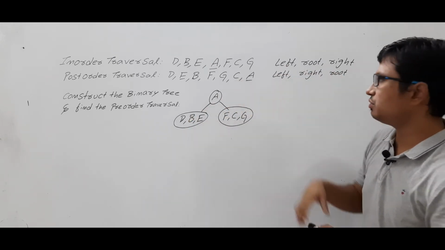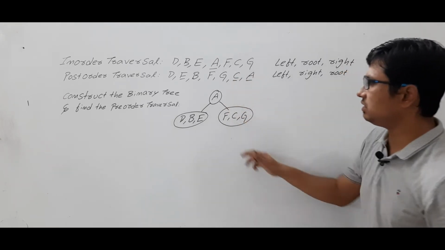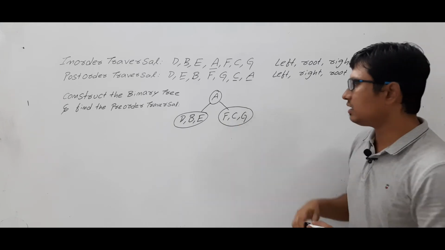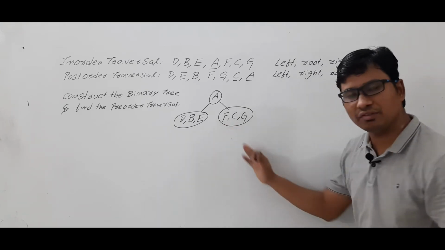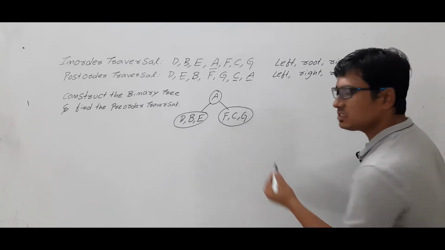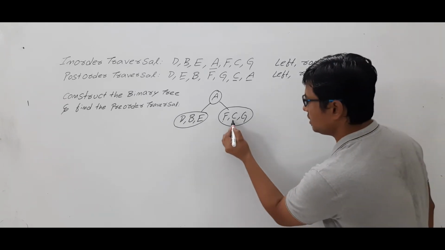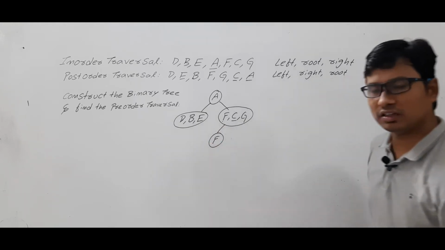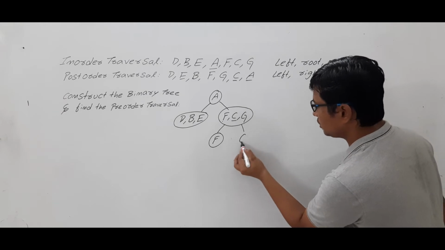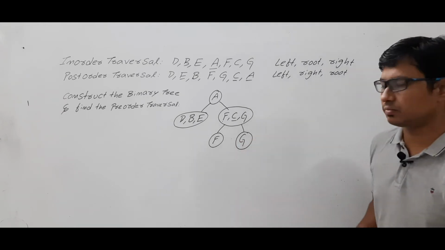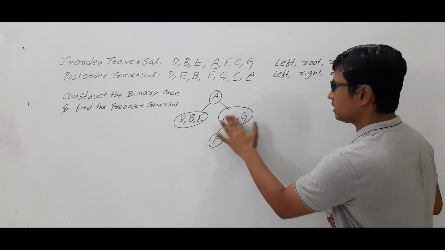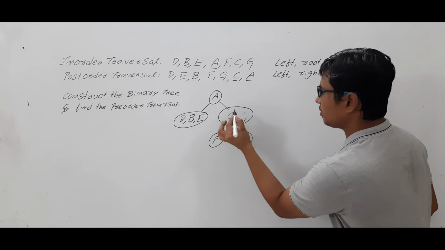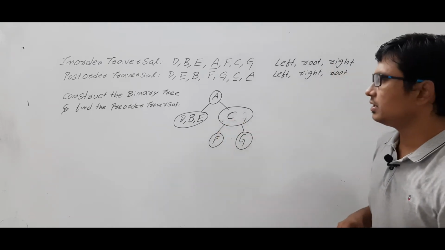Now, you have to visit C. Where is C? C is here. So, now C is the root. And then the element F will fall in the left subtree, the element G will fall in the right subtree. So, C is the root node. The elements to the left of C will fall in the left subtree, the elements to the right of C will fall in the right subtree. So, you can erase this one and you can say that C is the parent of F and G.